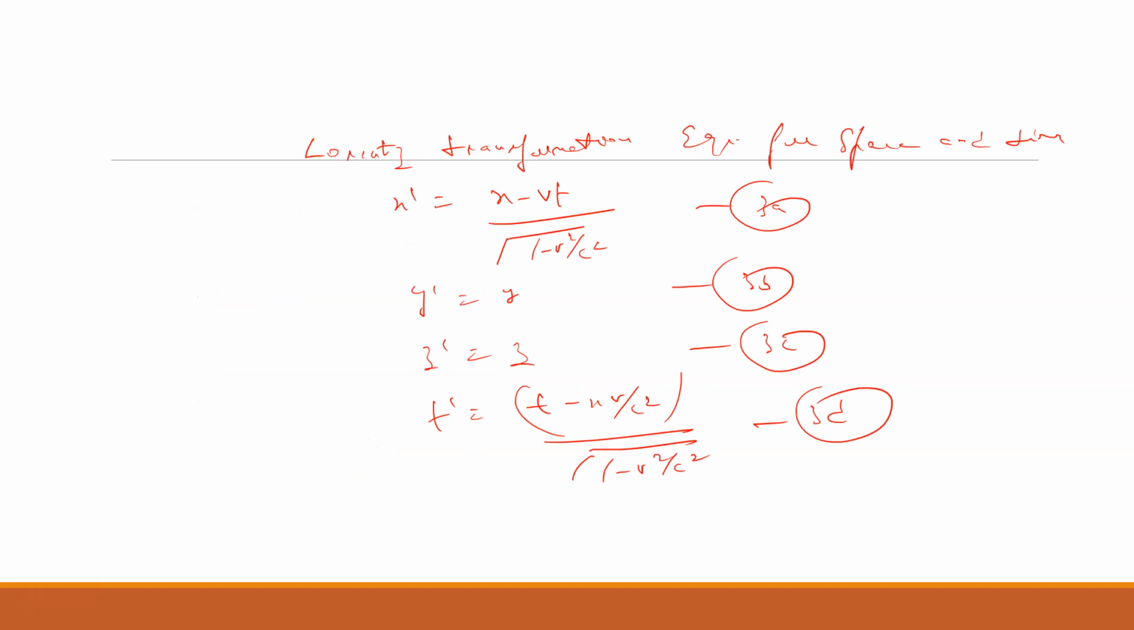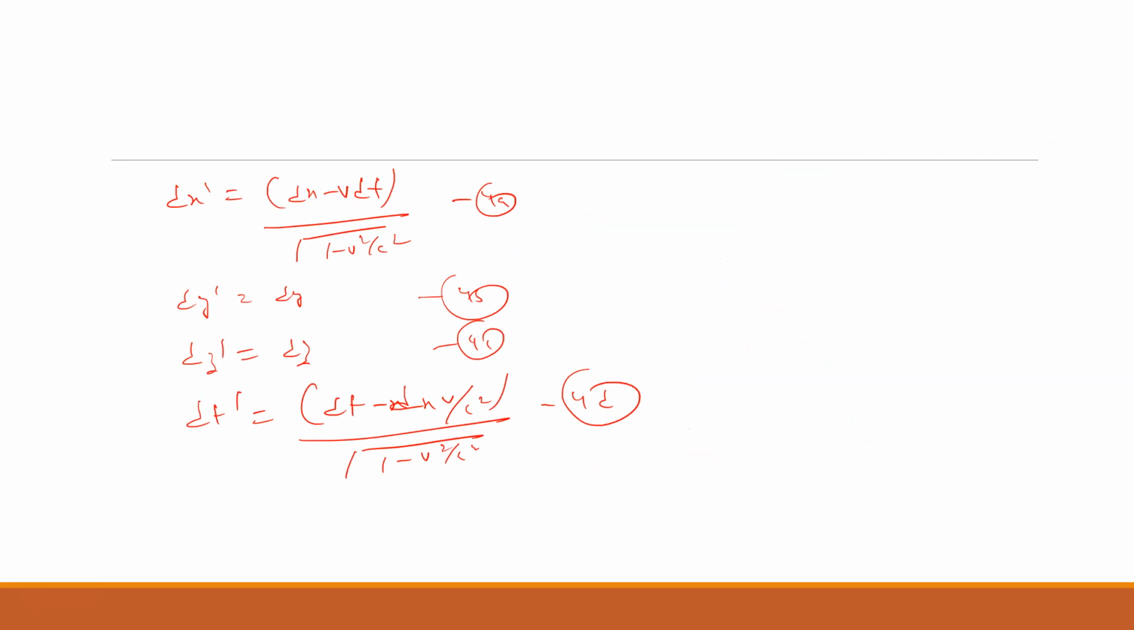So it will become dx minus v dt. We are differentiating with respect to time. dy dash equals dy, dz dash equals dz, dt dash equals dt minus dx v by c square divided by root of 1 minus v square by c square.